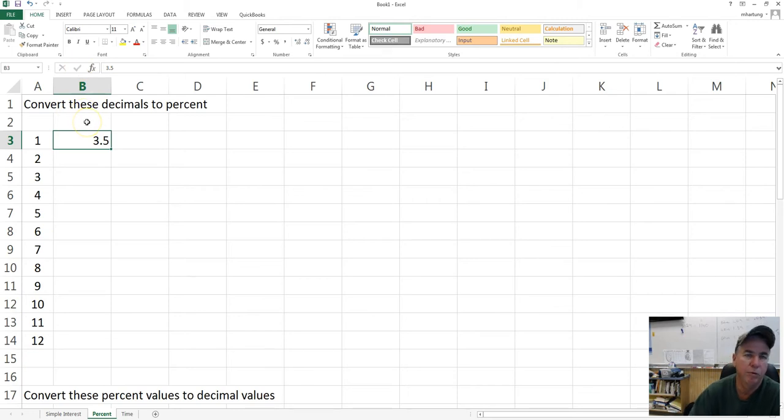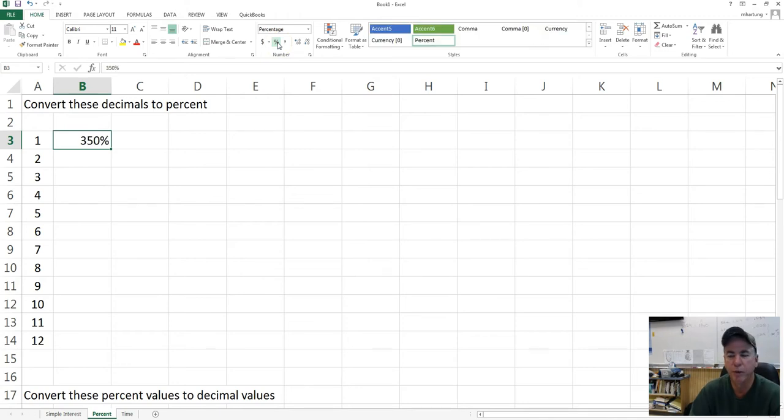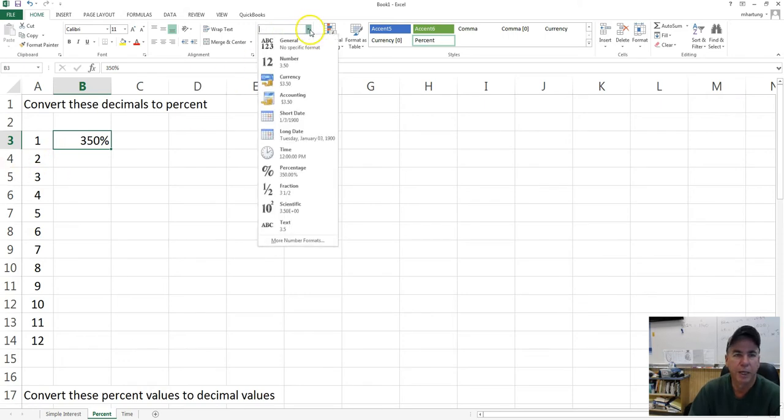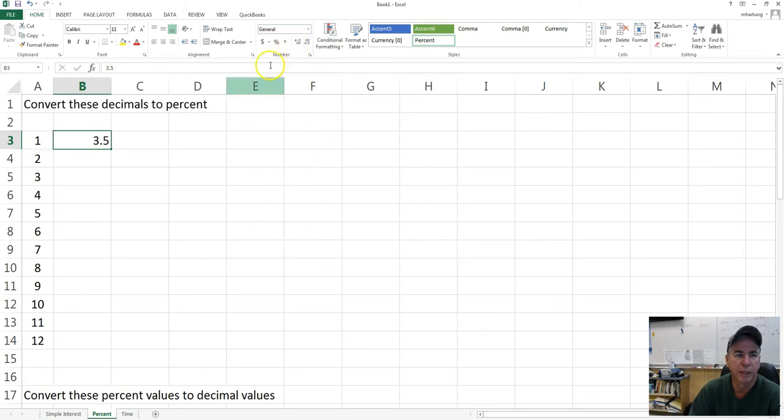Now, you do know from our previous lessons that we can simply come up here and convert that decimal value to a percentage by clicking percent. And that is correct, 350%. But we want to back up and understand what is happening with this particular calculation. So I'm going to put that into a general format again. Here it is in decimal format, and that 3.5 equaled 350%.